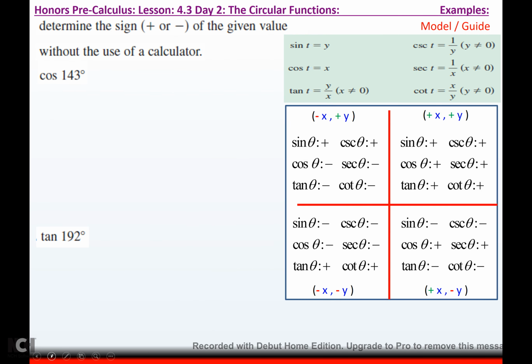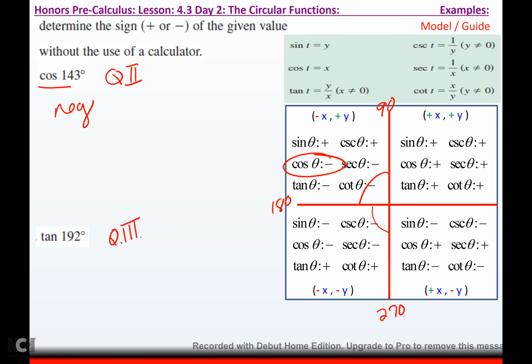All right, so cosine of 143 degrees. Well, 143 degrees, up here would be 90 degrees, here would be 180 degrees. So 143 is somewhere in quadrant 2. So if I'm in quadrant 2, cosine is negative. Okay, tangent of 192, well this is 90, this is 180, this is 270. So 192 is somewhere in quadrant 3, which means tangent in quadrant 3 is positive.